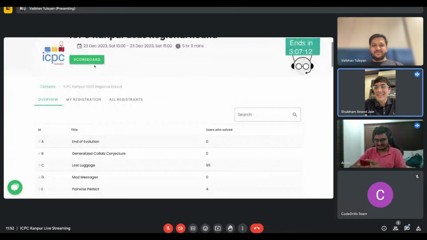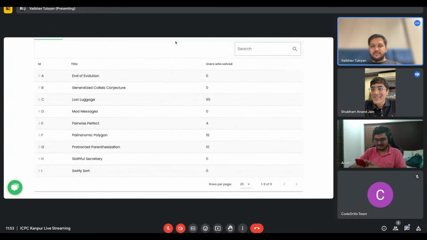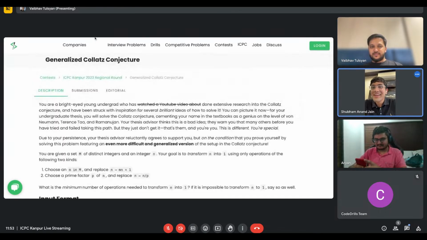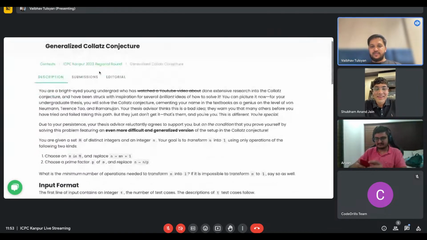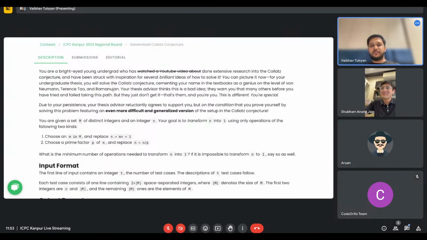This is the kind of problem I would probably give to my teammates to solve. So I guess the problems that are left are probably more math and number theory or something. The Collapse Conjecture seems interesting. Yeah. Aryan, would you like to go to the problem statement maybe?